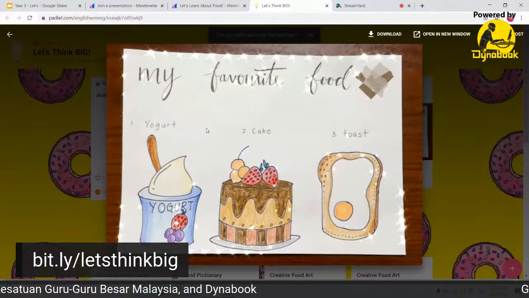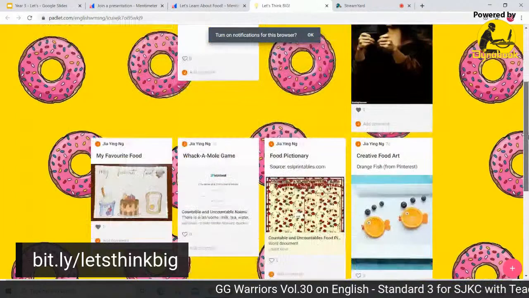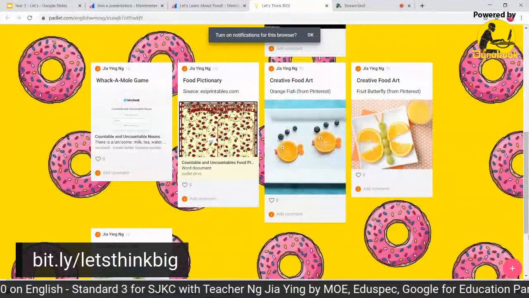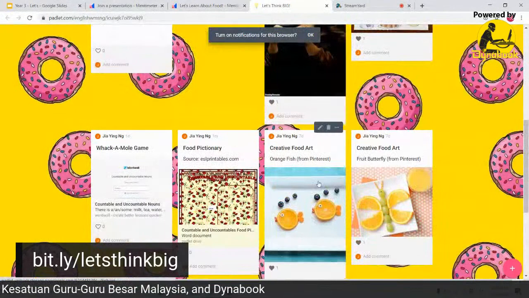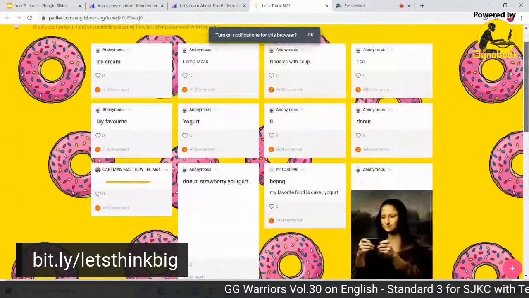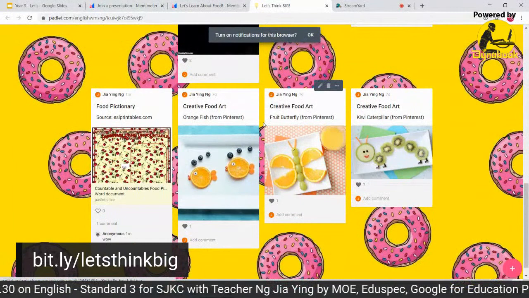I also have some creative food art here, everyone. You can actually use fruits to make different types of animals. Sorry. So we have a caterpillar, and we have an orange fish. I can see a lot of you commenting already. Thank you so much.